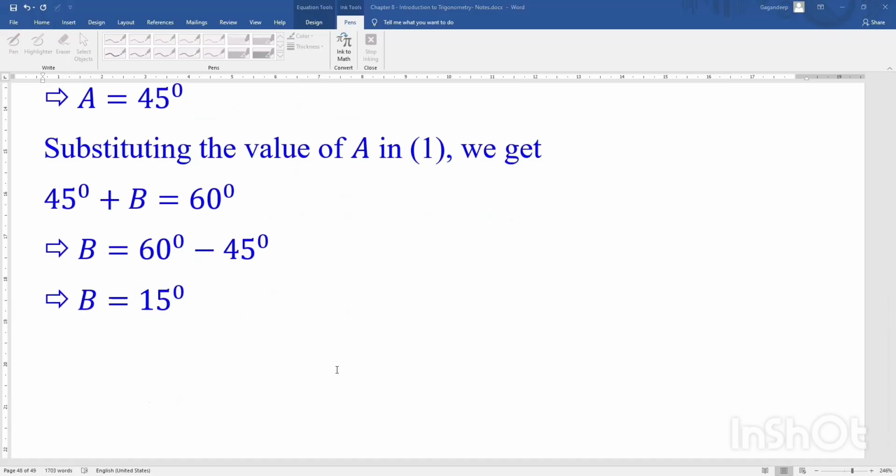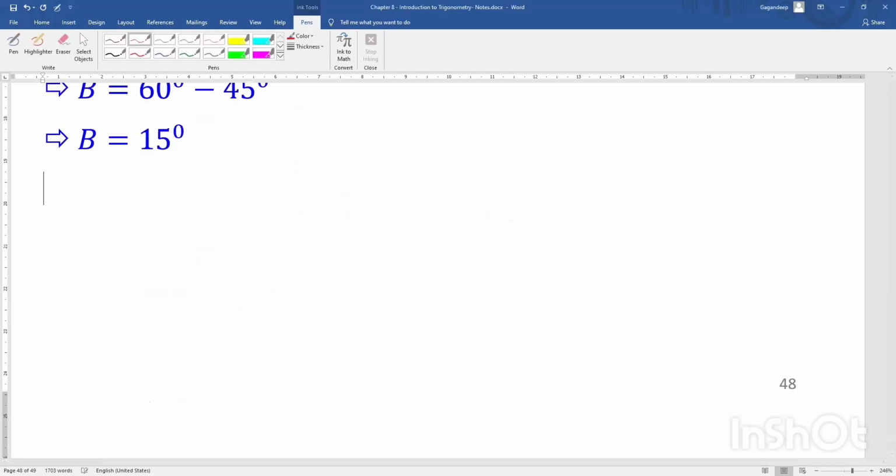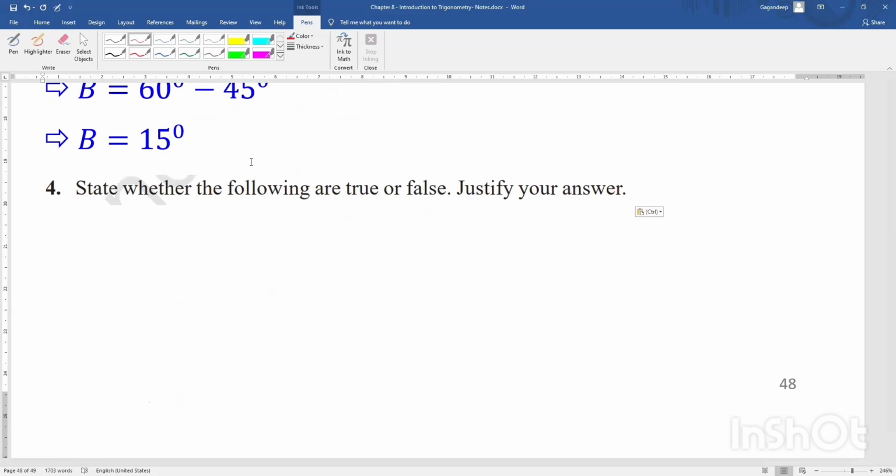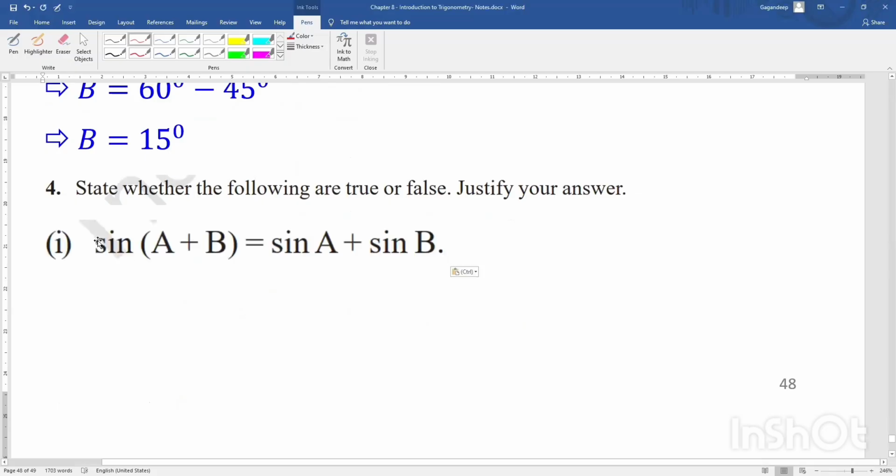Then the next question, the fourth one. State whether the following are true or false. Justify your answer. I have the first question: sine of A plus B is equal to sine A plus sine B.